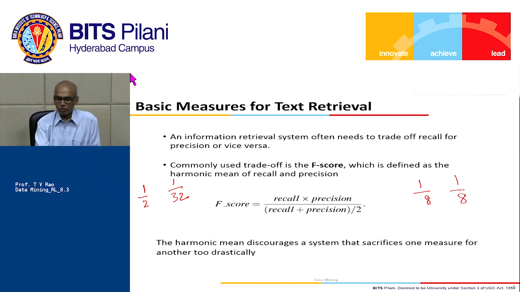And what the F-score does is that it is going to prefer this over this. In this case, if instead of 1 by 32 this had 1 by 3 or so, then this would be preferred overall, and the F-score will be higher. But when one is very good and the other is very bad, the F-score prefers the one that has more or less similar recall and precision.